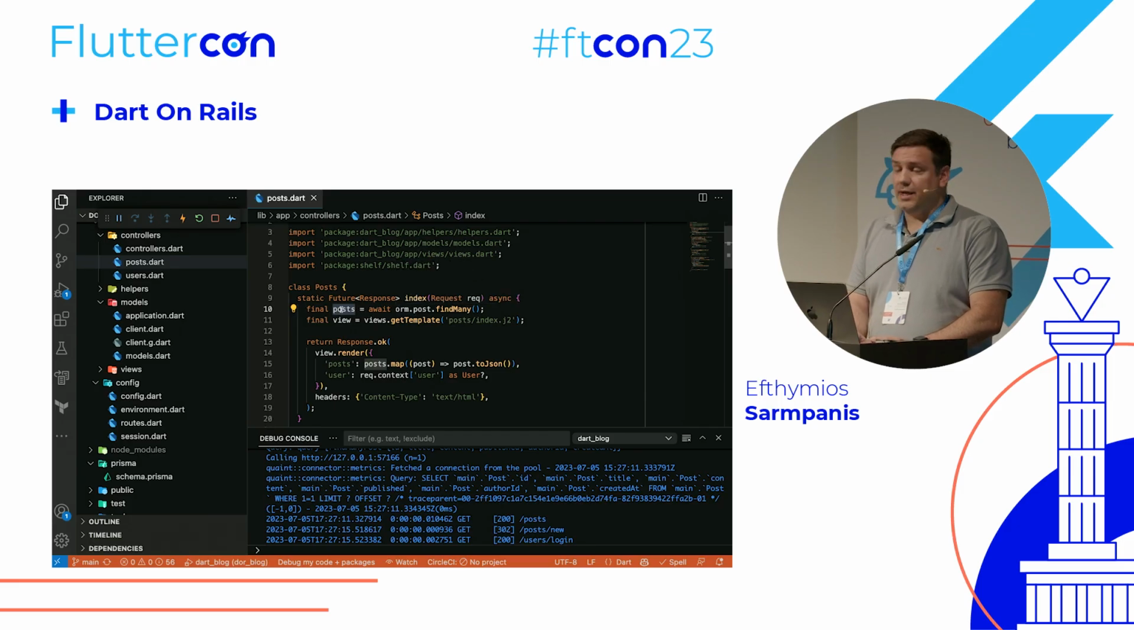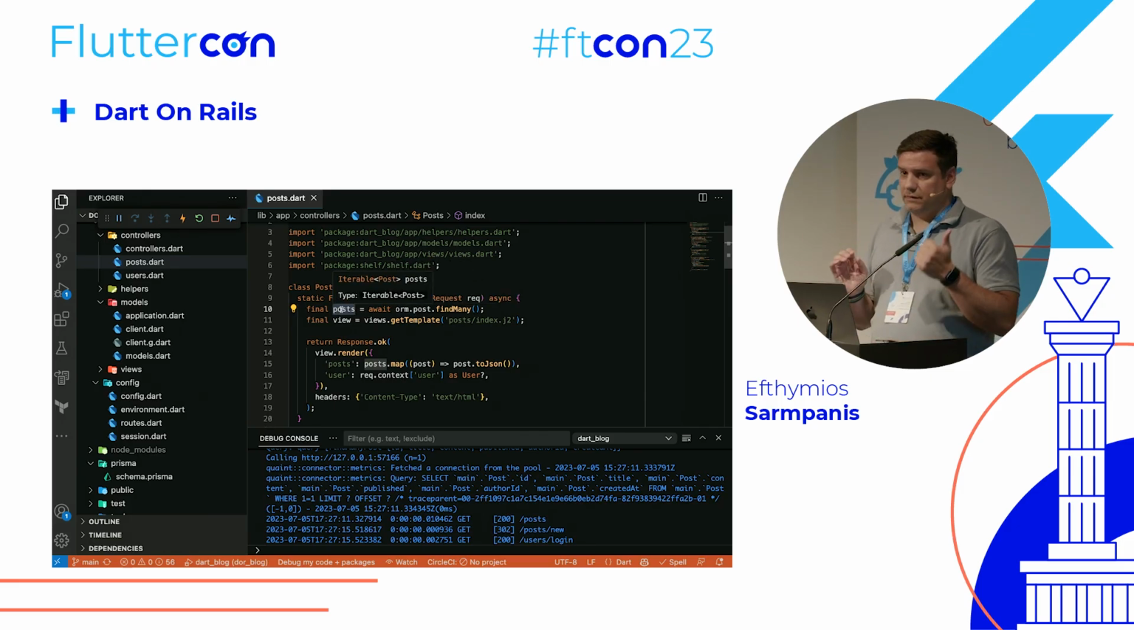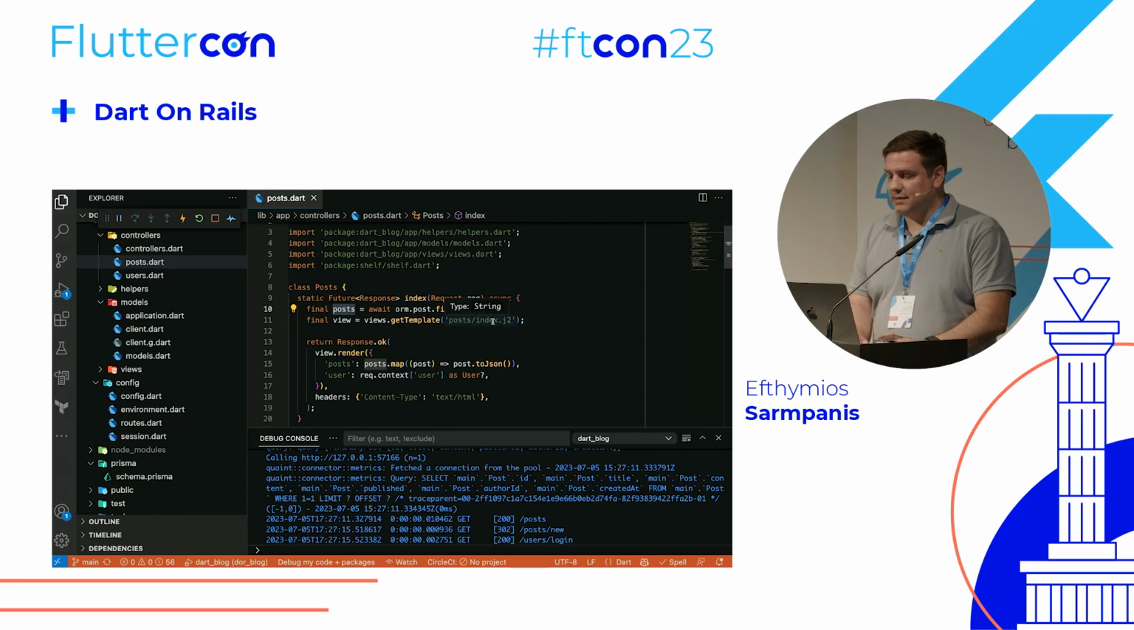Okay, so we have the model, right? MVC is model, view, controller. Let's find the view. The view resides in the posts index. So let's see the views, the post, the index.